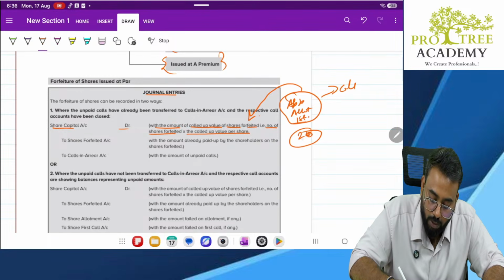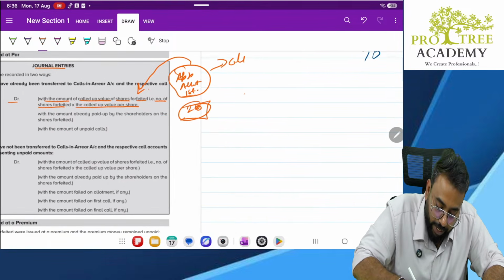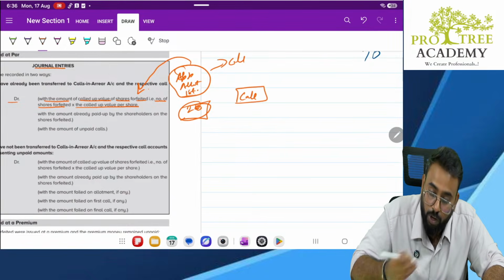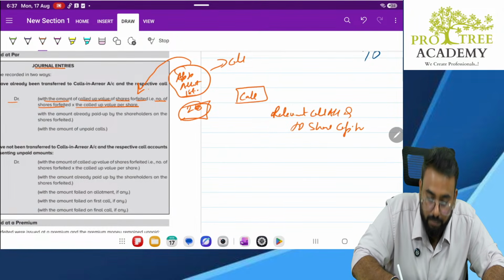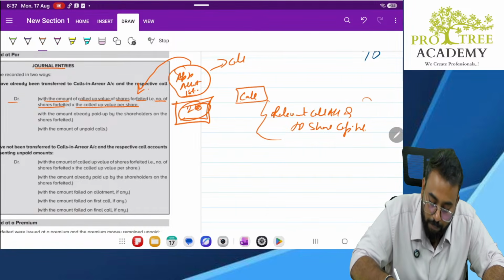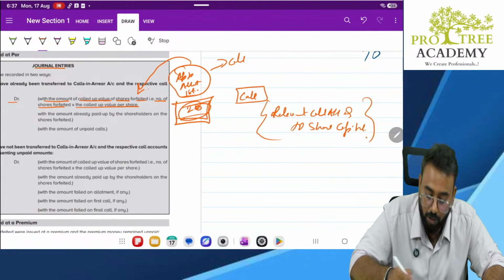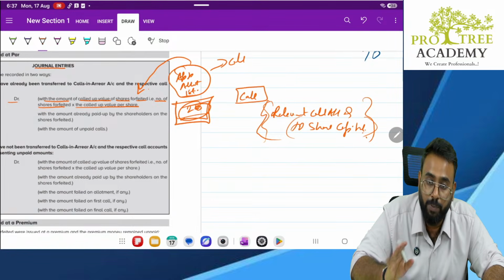Sir, why only that will go? Why, if the call is not made, will that not go? Sir, whenever you make the call, only then you pass this entry: relevant call account debit to share capital account. Correct? If I have not made this call, I would not have passed this entry. That means if I have not made the second call, I would not have made this entry, so that will not go to share capital account.